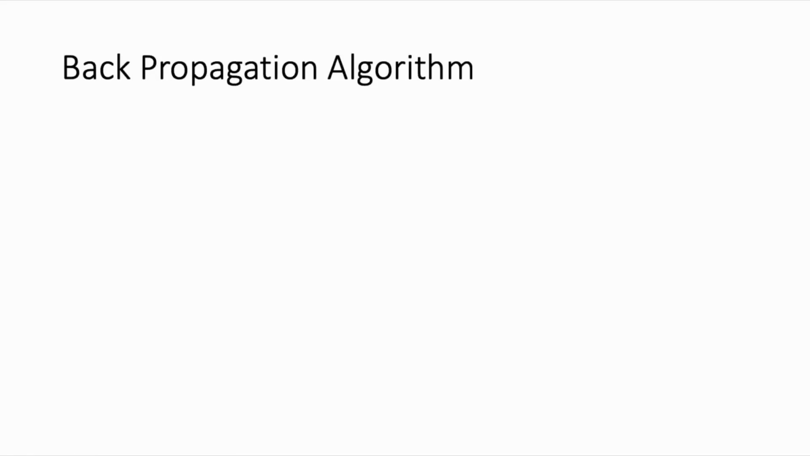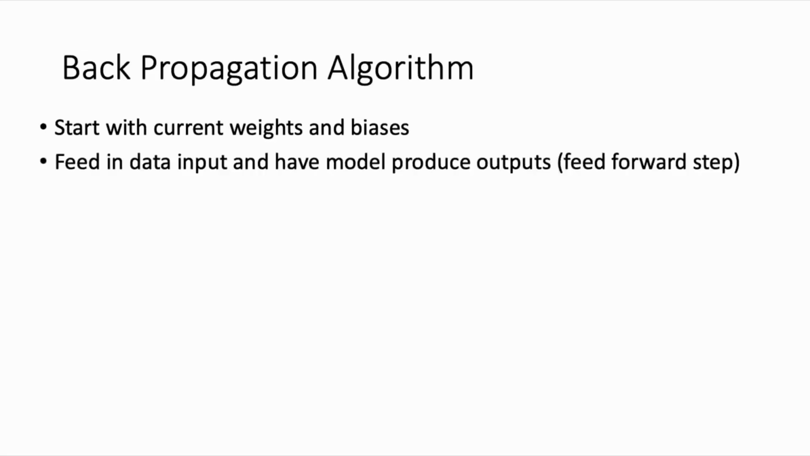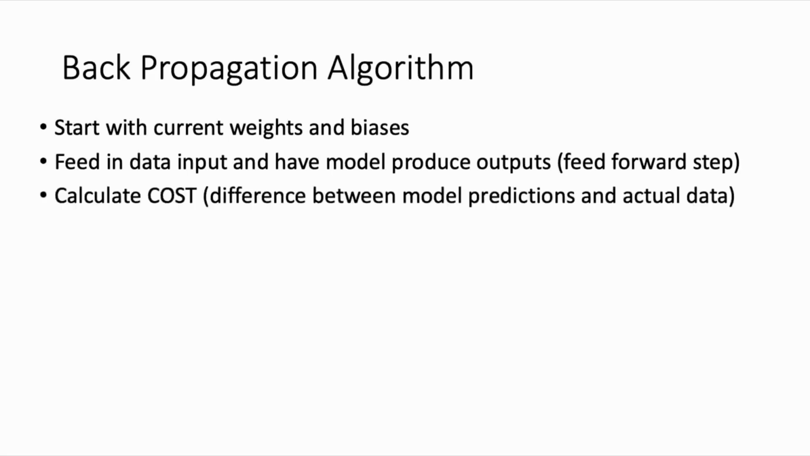To summarize again, in the basic backpropagation algorithm, a single step means we start with the current weights and biases. We feed in the data input and have the model produce outputs. We calculate the cost, which is the difference between what the model is predicting for the data we just fed in and the prediction we want the model to produce from this input.